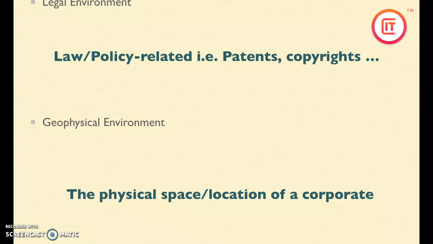So that's pretty much a brief introduction of the 8 radar screens framework.